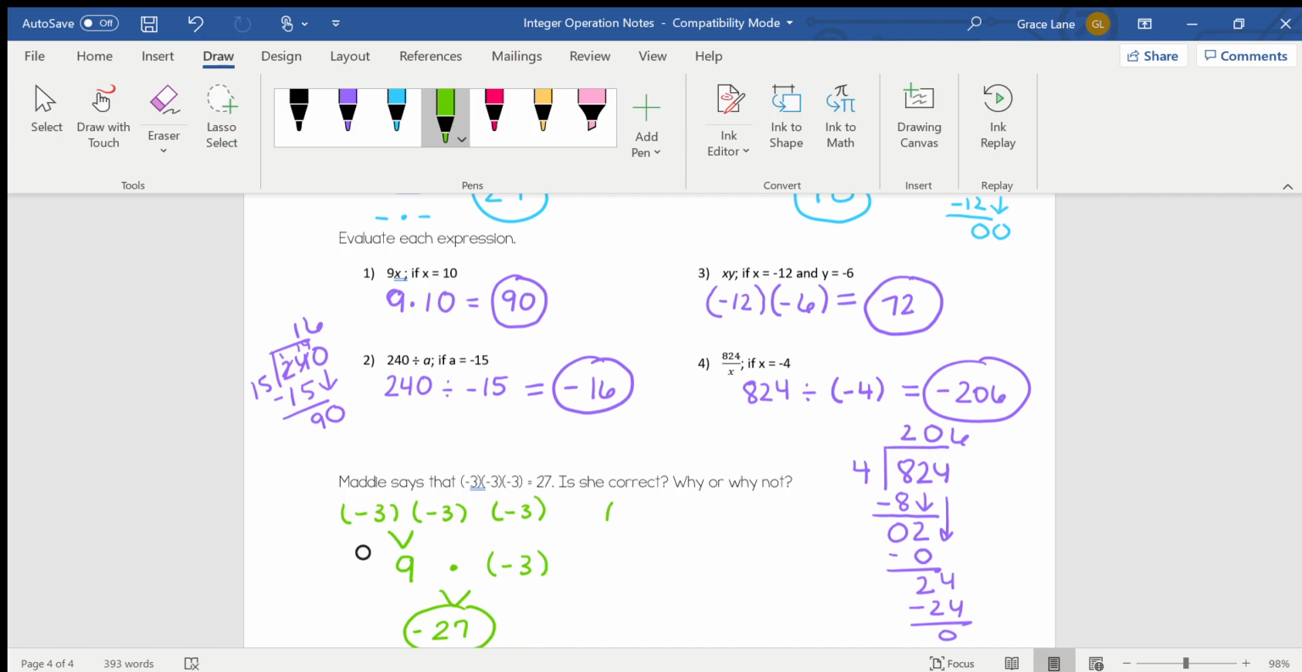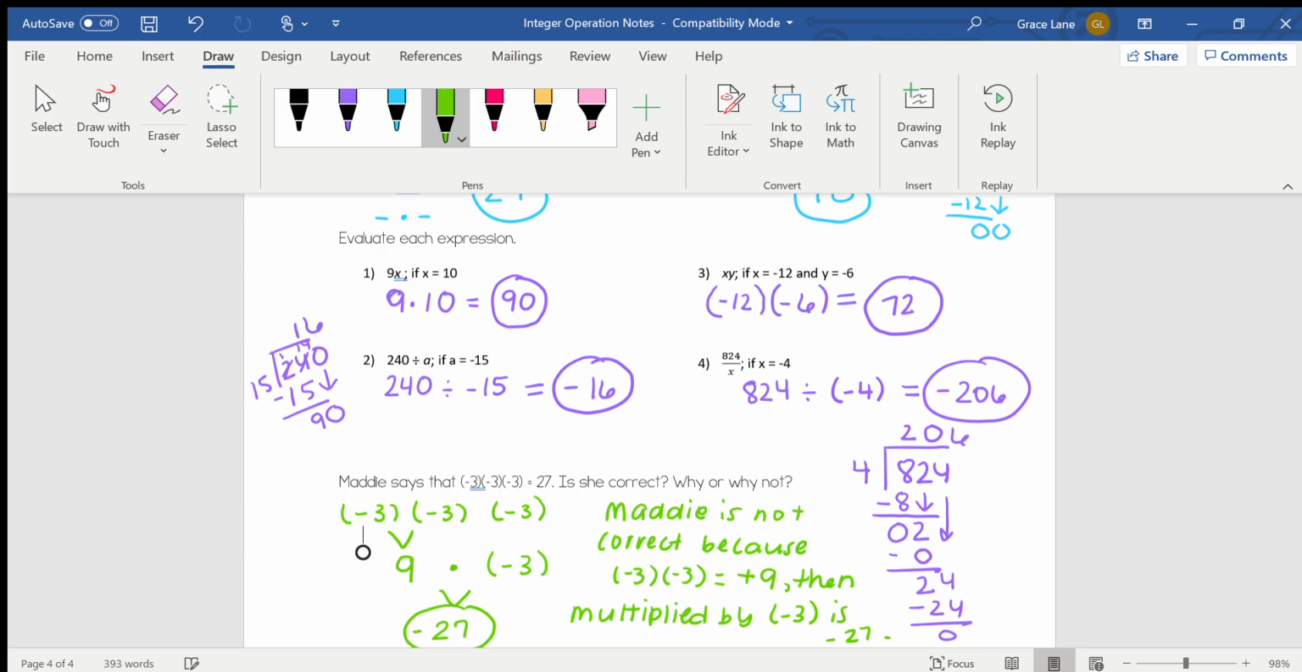So you could say that Maddie is not correct because negative 3 times negative 3 was positive 9, and then multiplied by another negative 3 is negative 27. Alright, so that is basically multiplying and dividing integers.